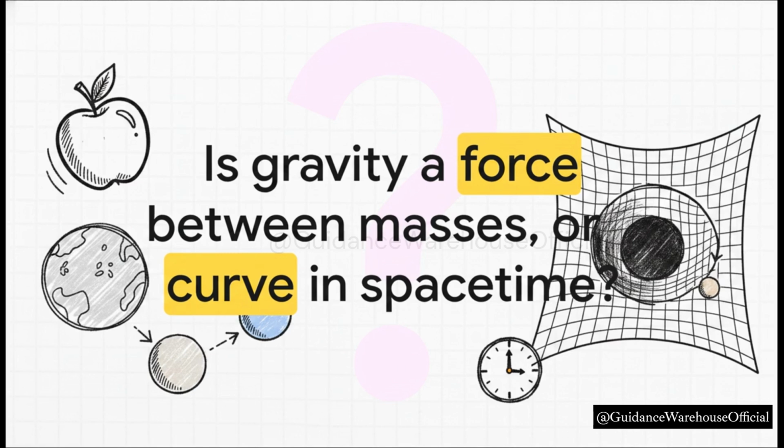Newton gave us the rule book. He gave us a stunningly accurate formula for how gravity behaves, but he couldn't answer the deeper question, what is it? Is it some invisible force stretching across space? Or, as a certain Albert Einstein would later suggest, is it the actual bending of space and time itself? Well, that's a story for another exploration.